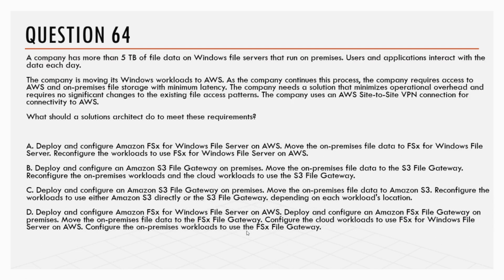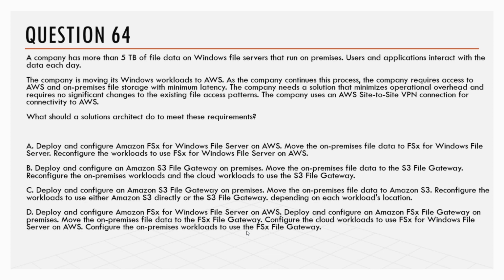Question number 64. A company has more than 5 TB of file data on Windows file servers that run on premises. Users and applications interact with the data each day. The company is moving its Windows workloads to AWS. As the company continues this process, the company requires access to AWS and on premises file storage with minimum latency. The company needs a solution that minimizes operational overhead and requires no significant changes to the existing file access patterns. The company uses an AWS site to site VPN connection for the connectivity to AWS. What should a solutions architect do to meet these requirements?